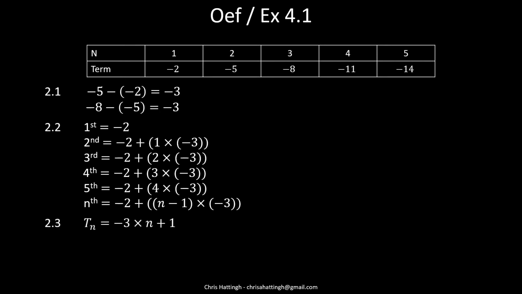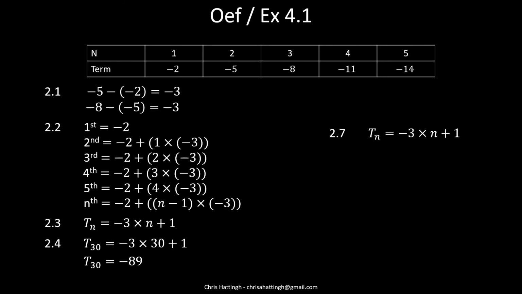2.3. Describe the rule to calculate a term in any position of the sequence. The rule is minus 3n plus 1. Use your rule to calculate the 30th term. So minus 3 times 30 plus 1 gives you minus 89.